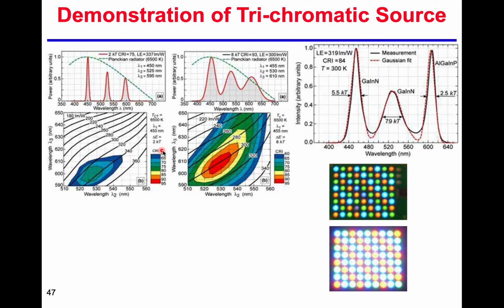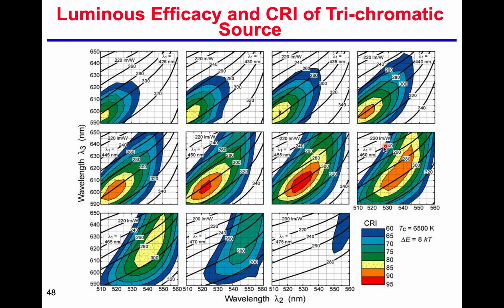But consider the CRI, color rendering index. This one is much lower. This one is maybe 75 or 80. But this one we can achieve 95. So that is possible. There is lots of engineering work. You can tune lambda 1, lambda 2, lambda 3, and obtain different lumen per watt and CRI values. So that is a white LED.